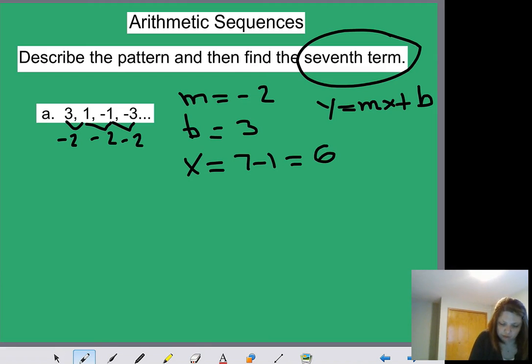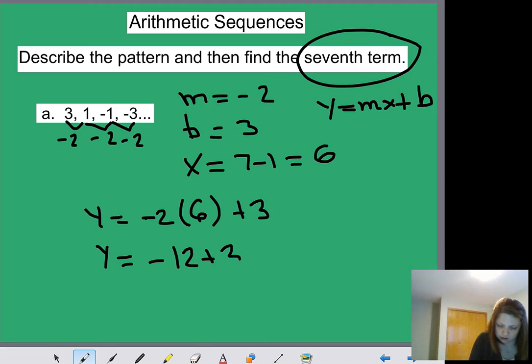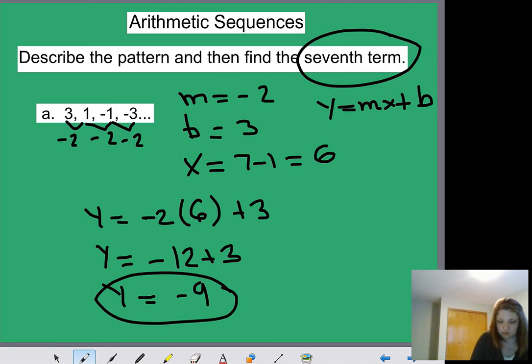So once we have the information, we will go ahead and substitute, and we will write -2 times x, which is 6, and b is +3. So y will be equal to -12 plus 3. Y is equal to -9. So the 7th term here, if we continue subtracting 2 and just continue the pattern, you will see that the 7th term will be -9.